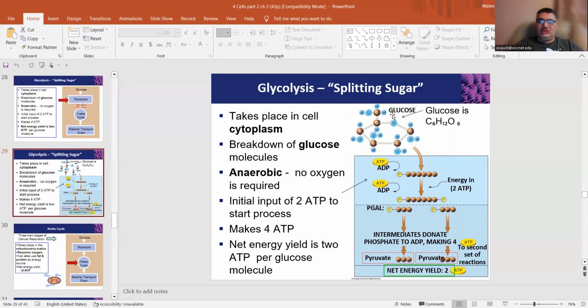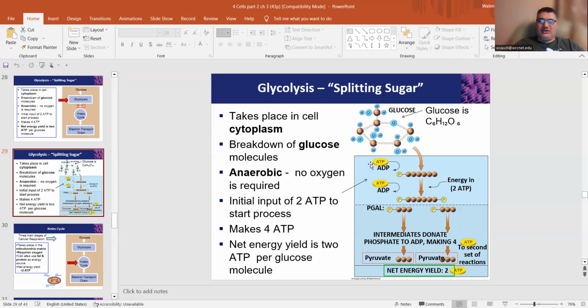Do we need to know these symbols? No, you do not. Just look at this. This is what I was talking about. It just contains 6 carbons, 12 hydrogens, and 6 oxygens. So this is what I mean by a 6 carbon molecule. It's a molecule. Carbon is the main structure. So just look at it.